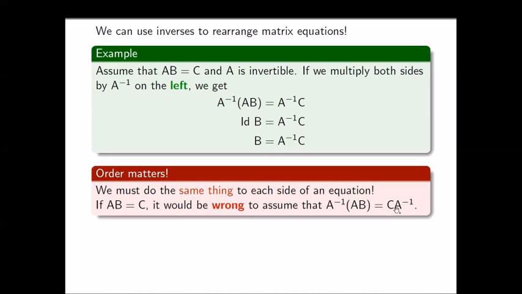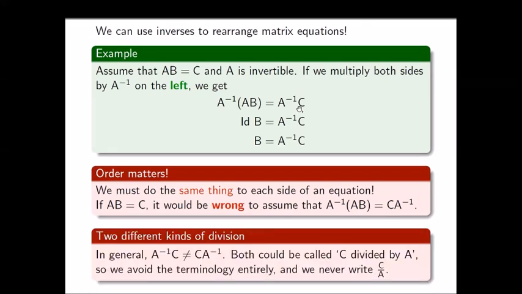I would have to multiply A inverse on the left of C as well, like I did in the previous example. And like we have two different notions of division. There's A inverse C, and there's C A inverse. And because matrix multiplication is non-commutative, in general they are not going to be the same. But essentially both are C divided by A, vaguely speaking. So we never write C over A. We always write either A inverse C or C A inverse to denote exactly what we mean.